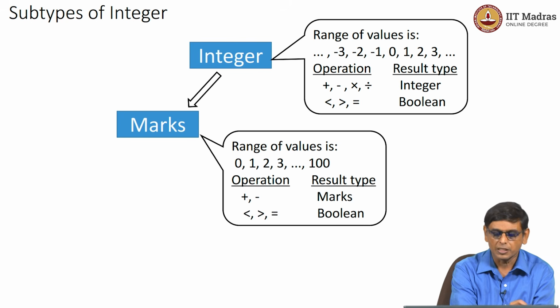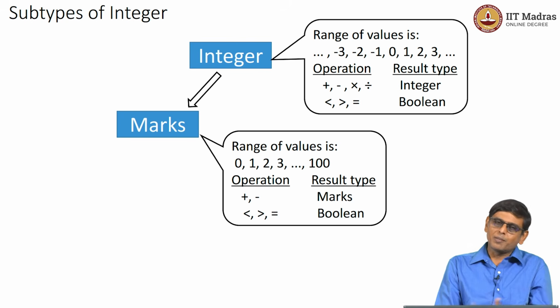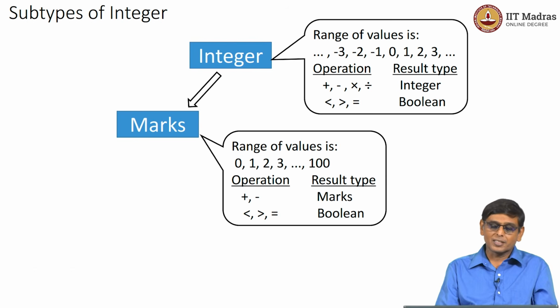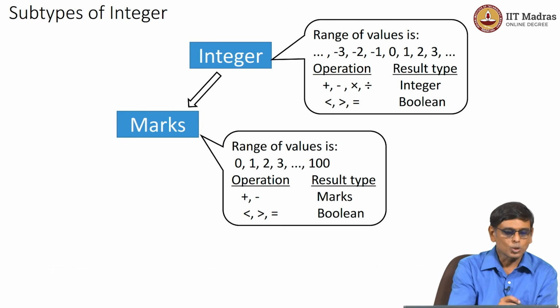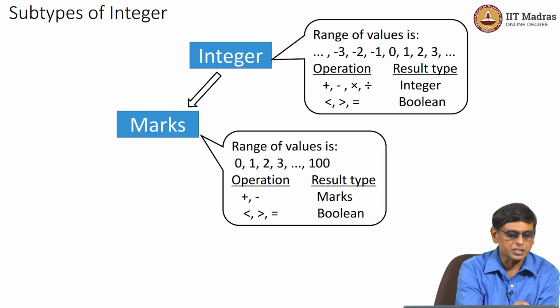We do not allow multiplication and division. Comparison of marks definitely makes sense: you can check whether two people have the same marks, you can check whether one person has less marks than another, and so on. So comparison also makes sense, and that would return Boolean type. So this is another subtype that we have of integers.